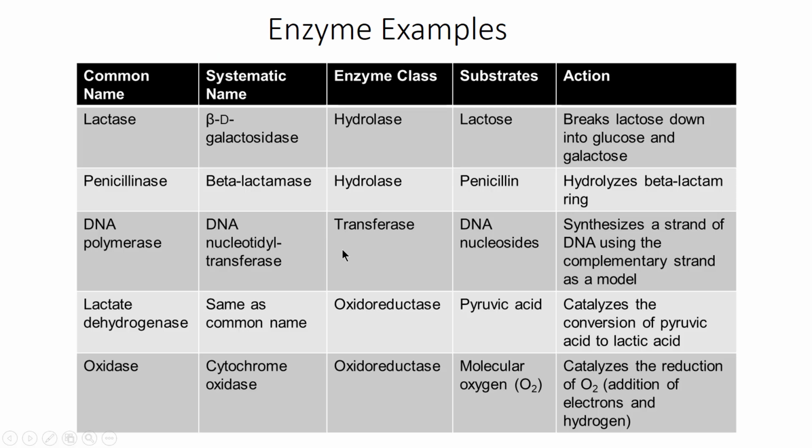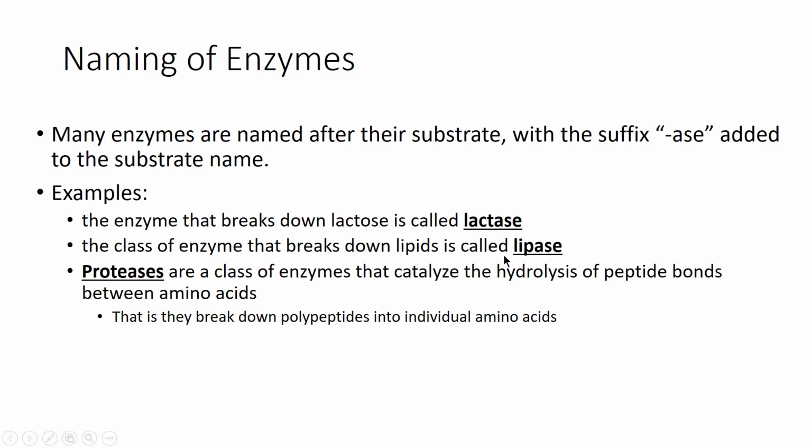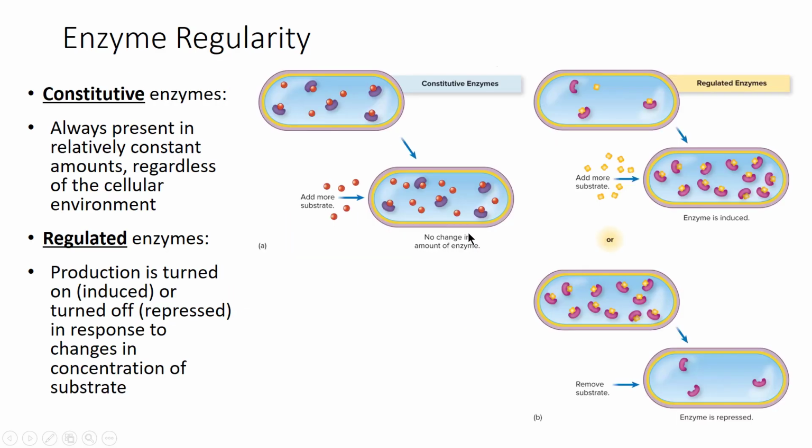So if you go back and look at some of these examples, penicillinase, for example, breaks down penicillin, right? DNA polymerase is one that joins together parts of a nucleotide. You don't have to commit all the different examples to memory, but if you understand "ase" and that the substrate is usually named in the first part of it, you can kind of guess what an enzyme does, even if you don't know it, just by knowing that alone.